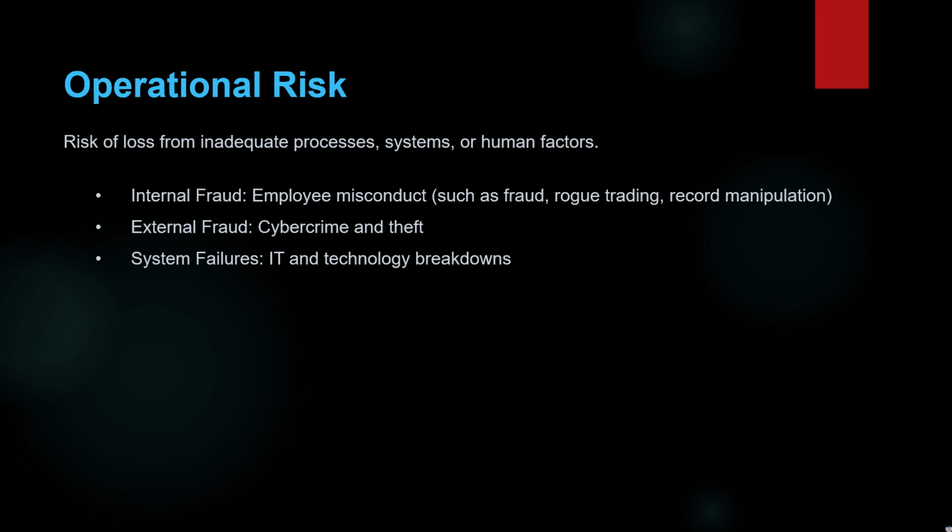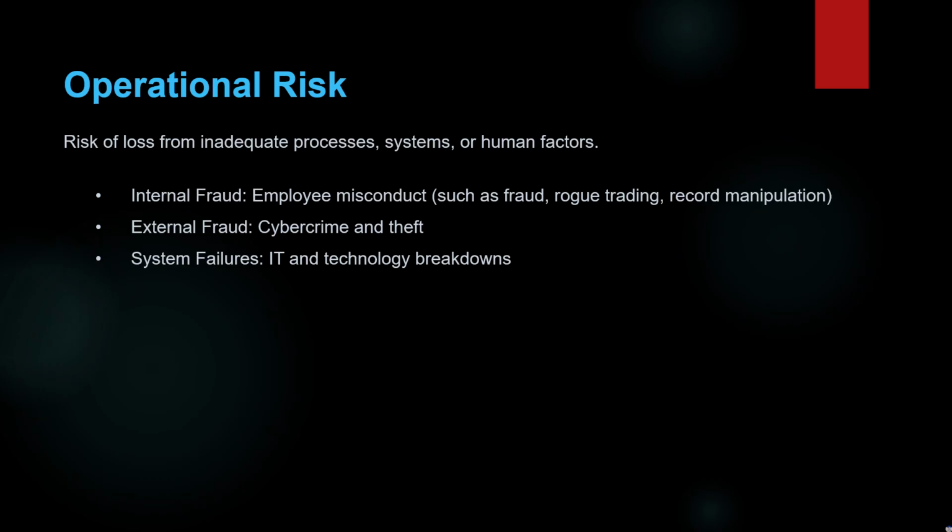System failures cover IT and technology breakdowns. In today's digital banking environment, a system outage can halt operations completely and damage customer trust. Remember the TSB IT disaster in 2018. Their system migration went wrong, locking 1.9 million customers out of their accounts for weeks. The direct cost exceeded £313 million, not counting reputational damage.